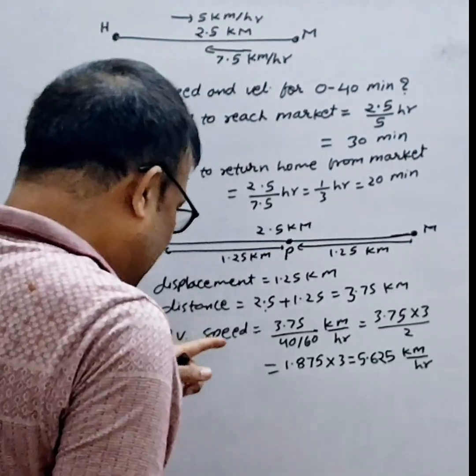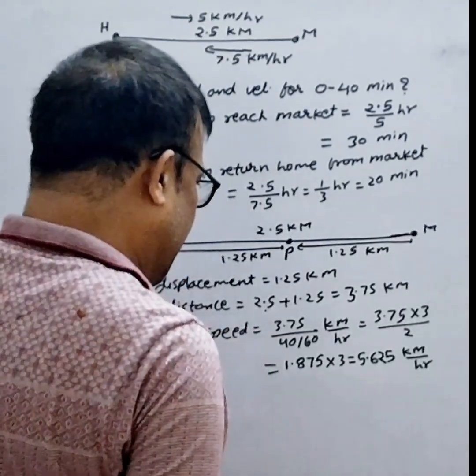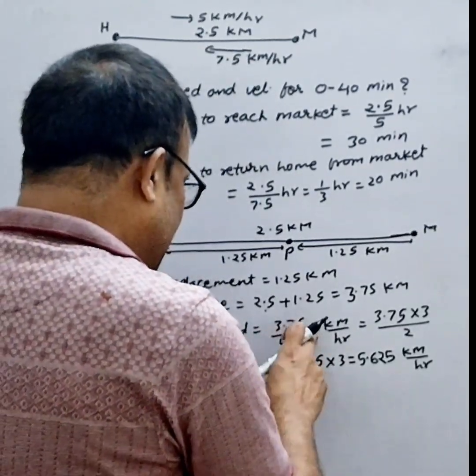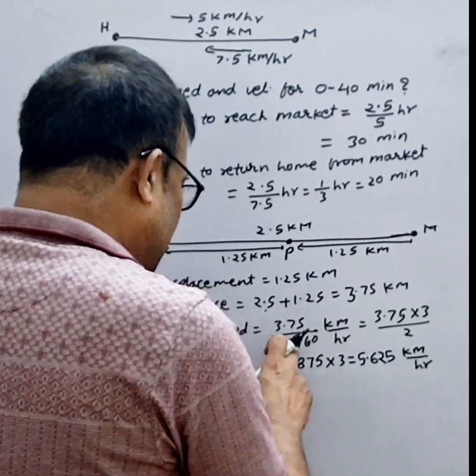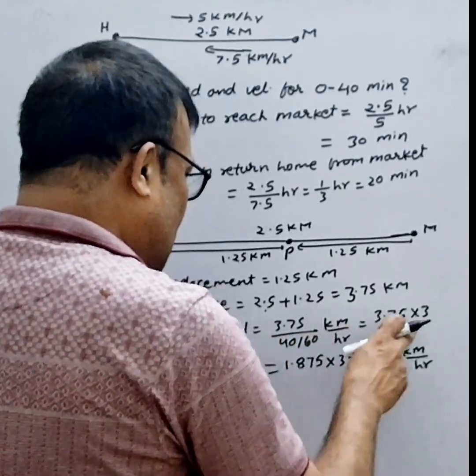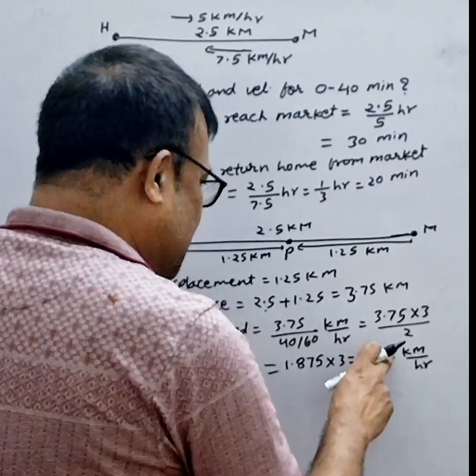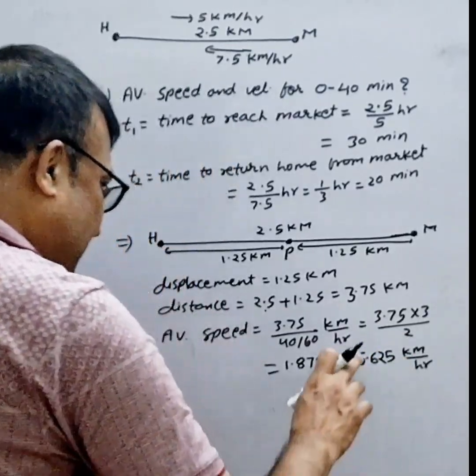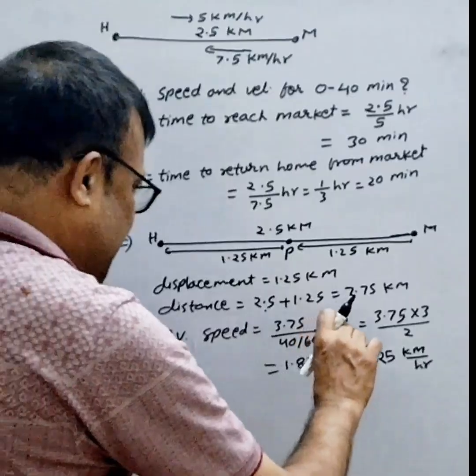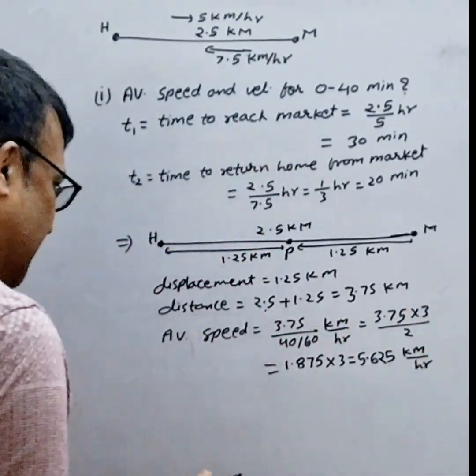So average speed will be total distance upon time taken. Means 3.75 divided by 40 minutes, which will be 40 by 60 hours. So on solving this, we get the answer 5.625 kilometer per hour. So average speed is 5.625 kilometer per hour.